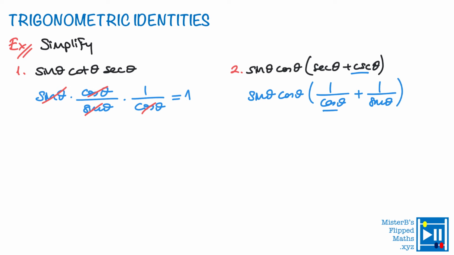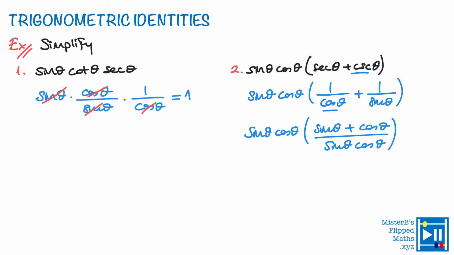Right, after this, we just equate the denominators and get this expression, and obviously the denominator here simplifies with this product here, and you end up with sine theta plus cosine theta as your answer.